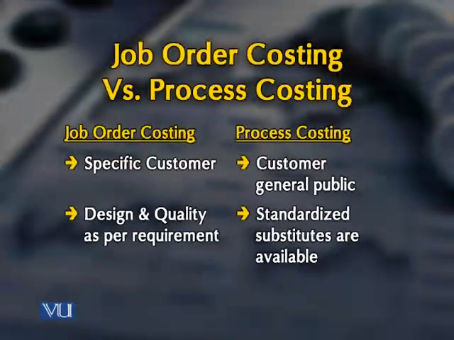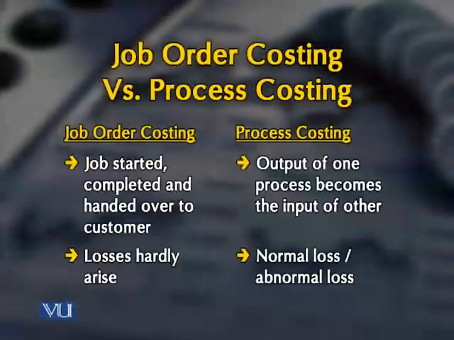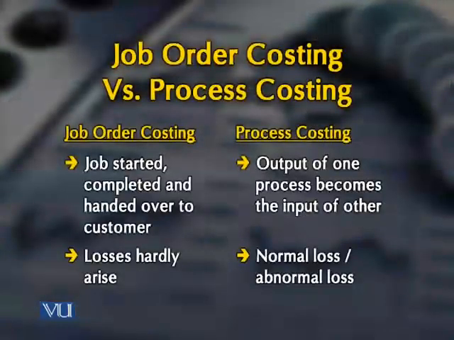Then design and quality as per customer specification. Here in process costing, the design is normally standardized. All products are the same: same size, same everything, even the quality is the same. Then the job is started and completed, and handed over to the customer. Here it's not that. In job order costing the customer is readily available and the sale is already made. But in process costing, we produce it and only then the customer comes and buys your products.